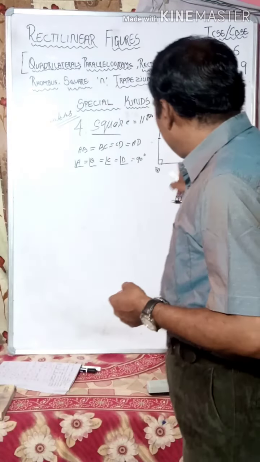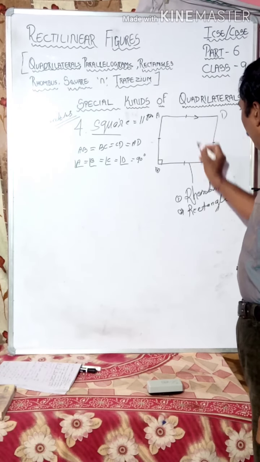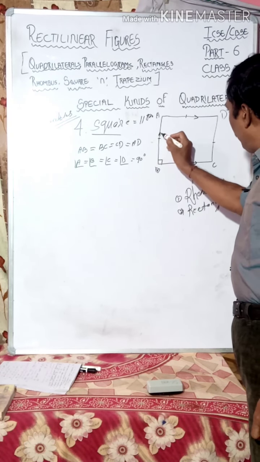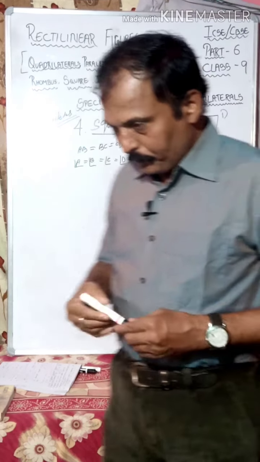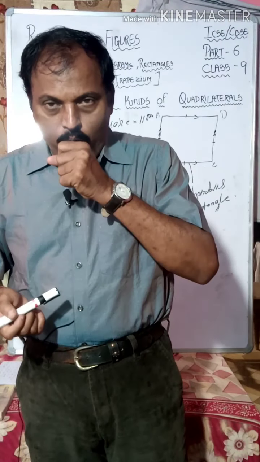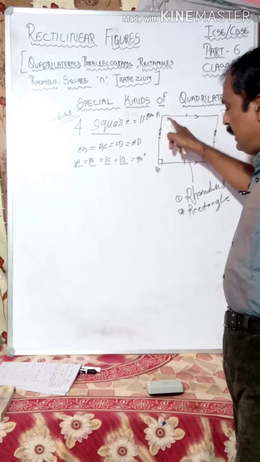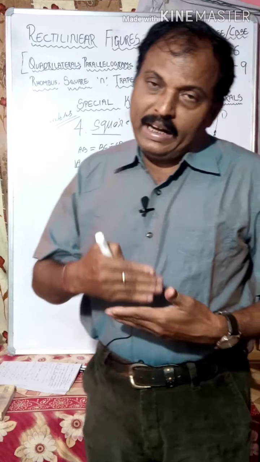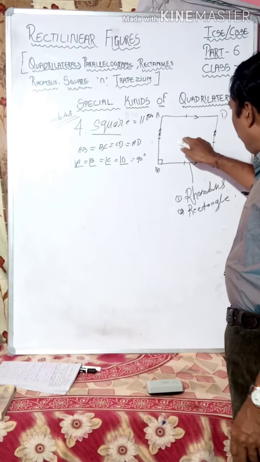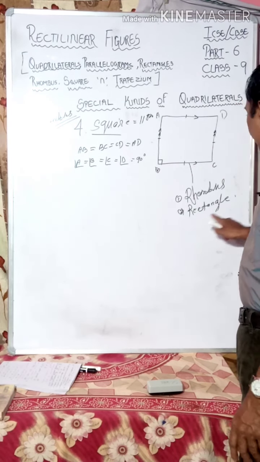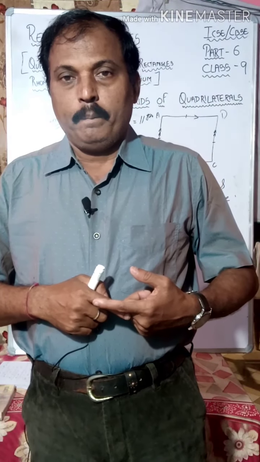As this is a parallelogram, this is parallel to this, and AB is parallel to CD. As this is a parallelogram and one angle is 90 degrees, it means all angles are 90 degrees. Then this is first a rectangle. Second, all sides are equal.